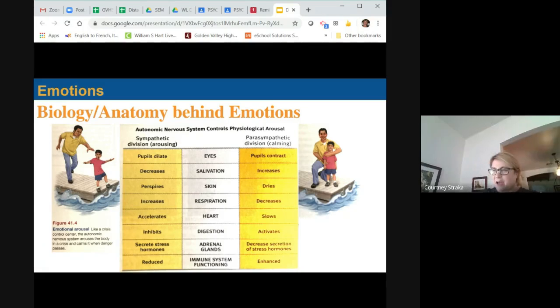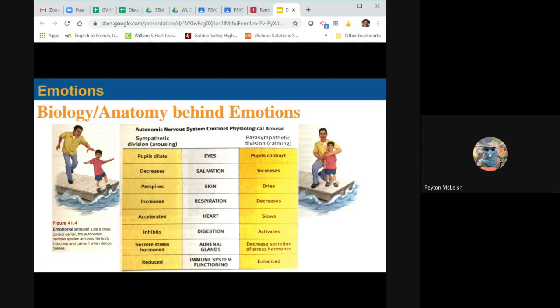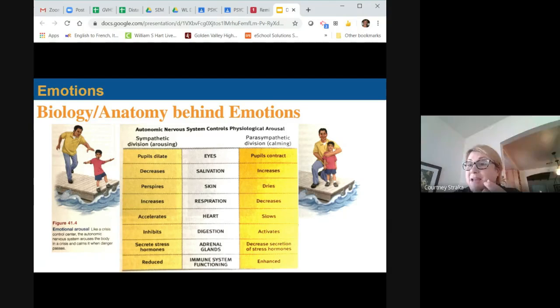Yeah, love, absolutely, especially in the sense of sexual attraction kind of love. What other emotion might have the sympathetic division going? We've got fear, and sexual attraction kind of love. What about anxiety? Yeah, anxiety, anger, exactly.